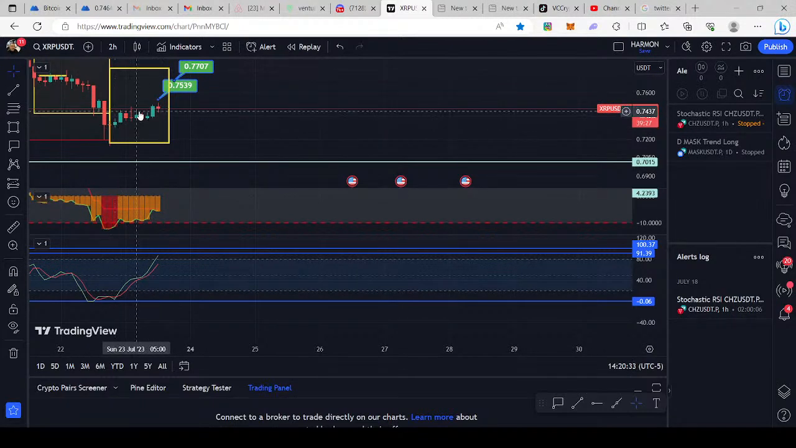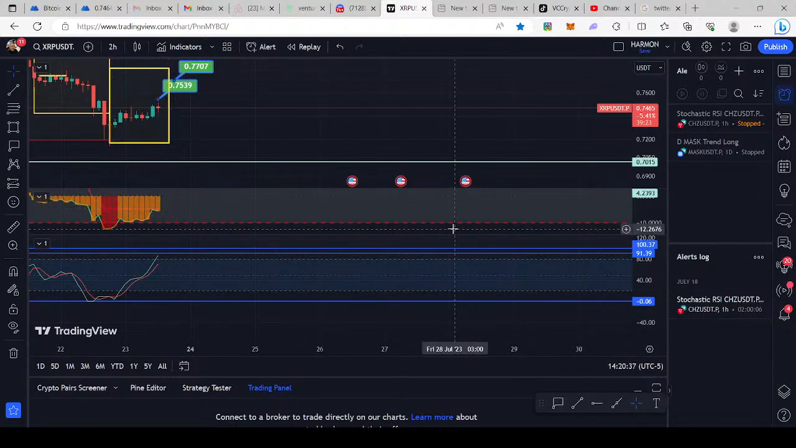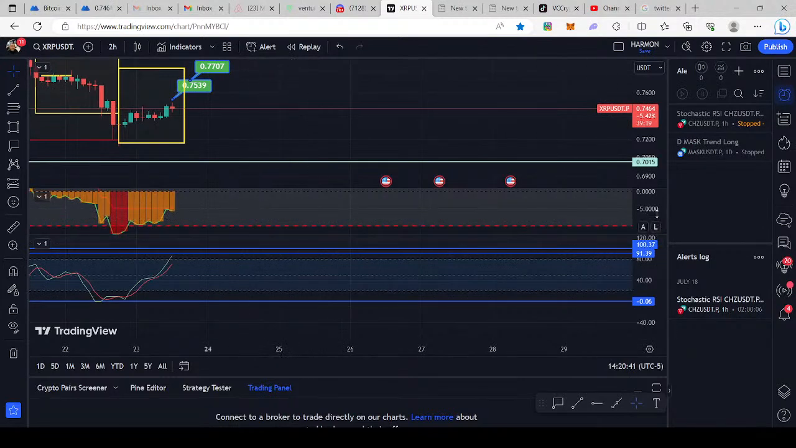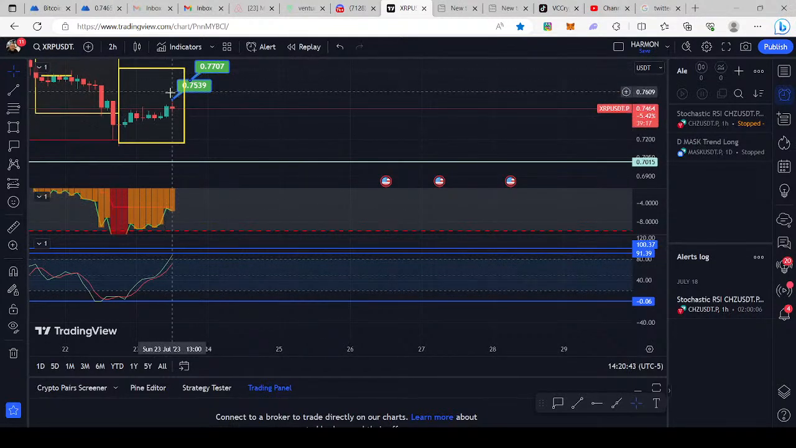Right? The fact that the 2 hour took a little bit longer to get there means that it's a little bit weaker. So right now it's just kind of consolidating and building its way up. So it's not going to have that big explosion that we normally want to see. It's going to have some pullbacks and retests, and it's going to fight back into the 75-cent mark. So that's kind of where it's going to go right now.